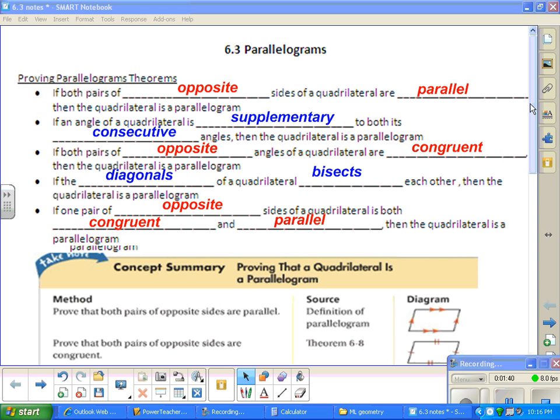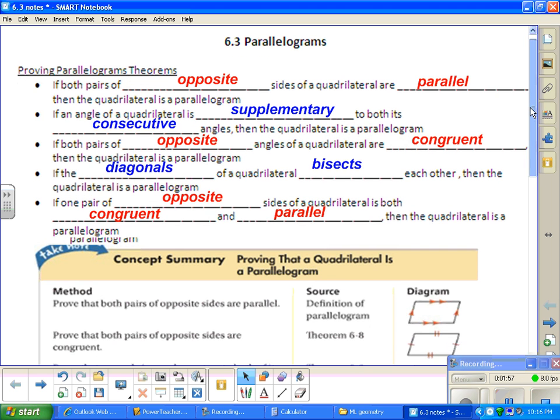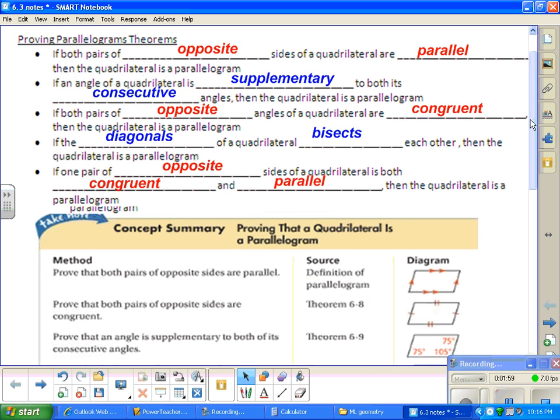Number 4, if the diagonals of a quadrilateral bisect each other, then the quadrilateral is a parallelogram. And number 5, if one pair of opposite sides of a quadrilateral is both congruent and parallel, then the quadrilateral is a parallelogram. So in this box, the concept summary, proving that a quadrilateral is a parallelogram, it is telling us the same thing that we have above in the theorems. It's showing us pictures of them. They're not in the same order though.